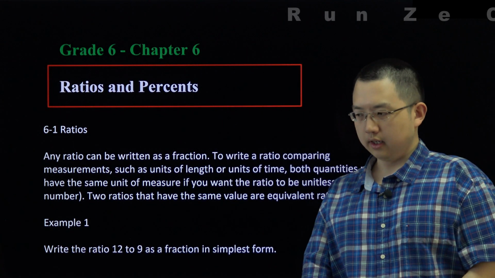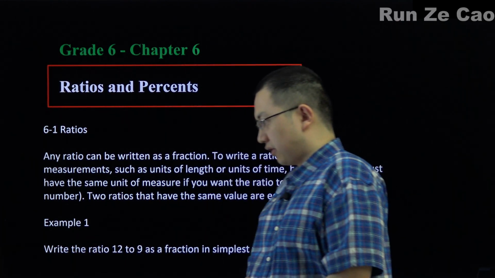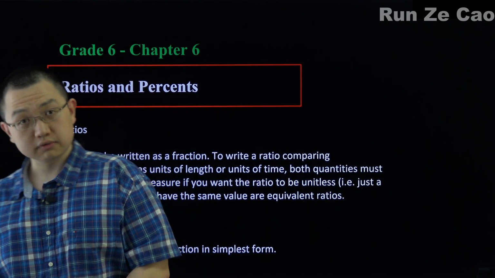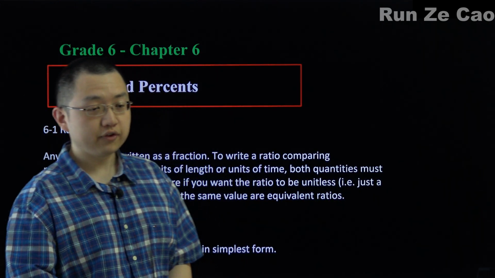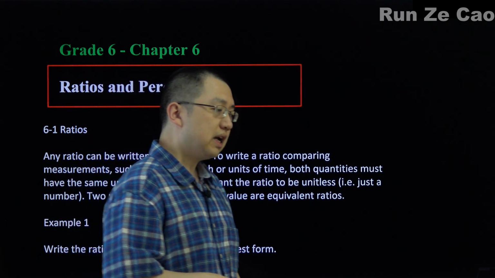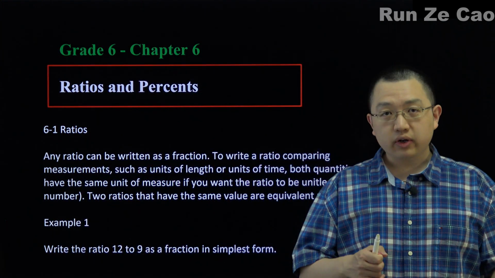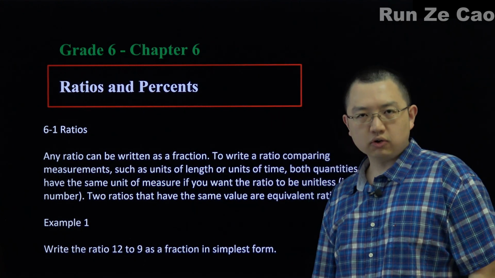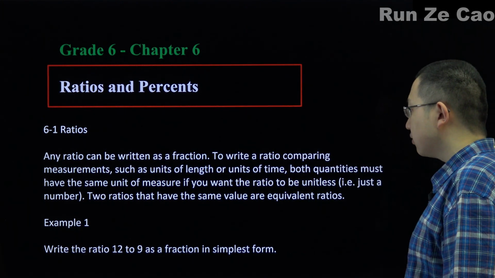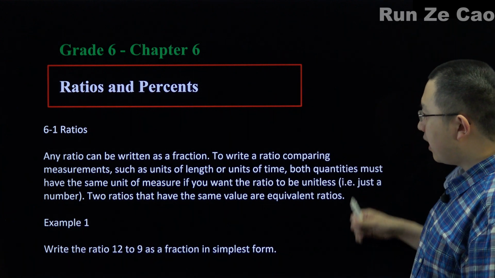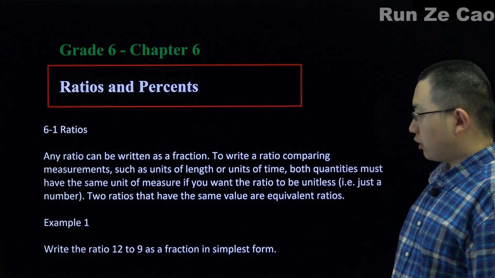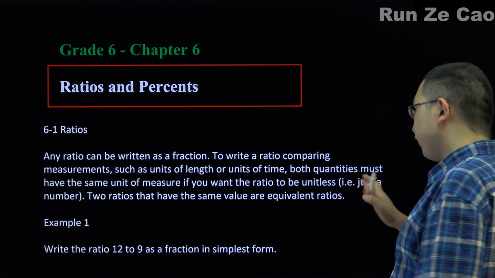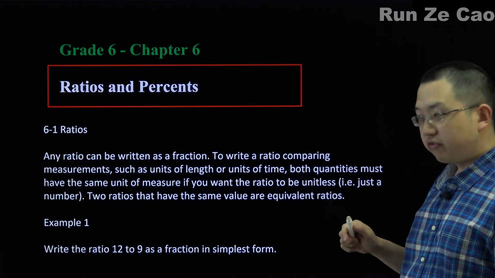This chapter is about ratios and percents, which is pretty reasonable after the chapters on fractions, because any ratio can be written as a fraction. To write a ratio comparing measurements, such as units of length or units of time, if you want the ratio to be unitless, both quantities must have the same unit of measure.